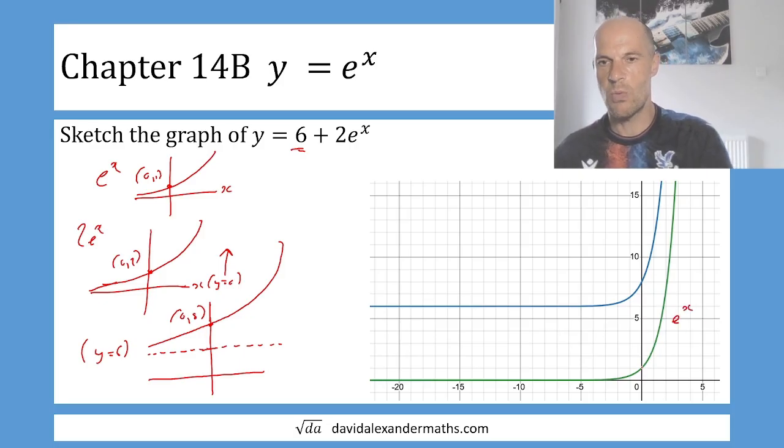Okay, so here is e to the x, I'm assuming. It's going through 0, 1. So if we double it, that would take us to 2. And then if we add the 6, 1, 2, 3, 4, 5, 6, that takes us to this point here, which is the point 0, 8.